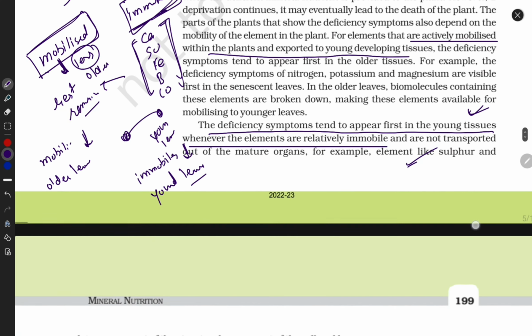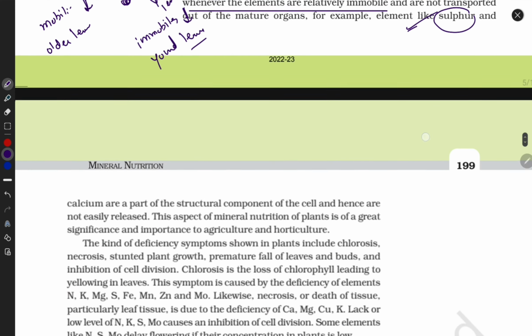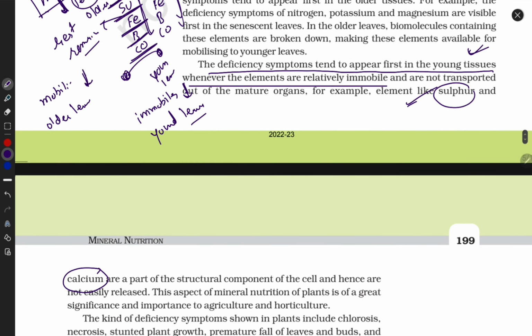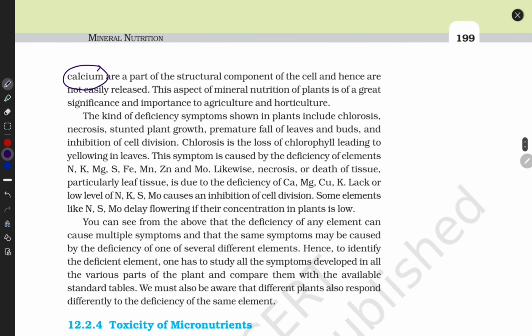Okay, I'm completing this. Look here, sulfur. Calcium, sulfur, iron, boron, cobalt. Okay, guys. Look here, calcium. I already wrote calcium here. Come on, guys. If we provide less nitrogen, potassium, magnesium, sulfur, iron, zinc, manganese, and molybdenum, they produce necrosis, death of tissue. And if there is a lack of calcium, magnesium, copper, and potassium, they inhibit cell division.